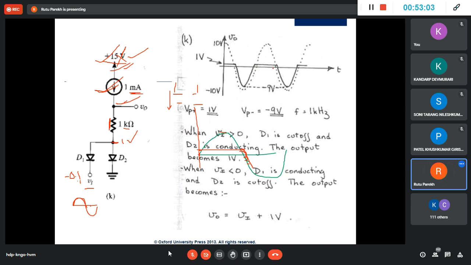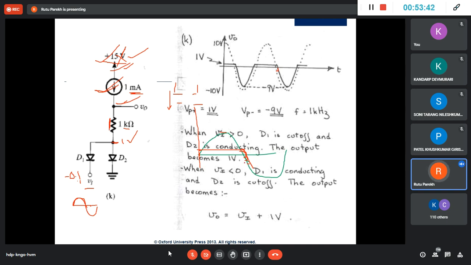And let's say here, right, so 0 volt it is 1 volt, then 0.1 volt, then minus 0.1 plus 1, so that way it will go. And when it is minus 1, let's say this is minus 1, right? So at minus 1 it will be 0. So this is minus 1 plus 1, so your output is 0 volt.